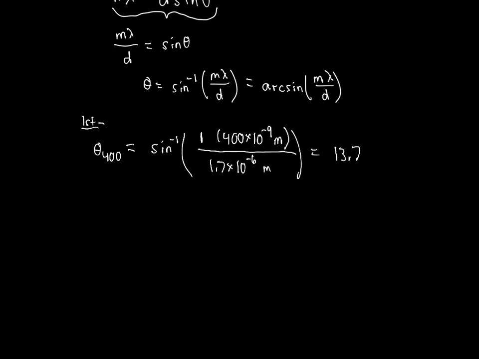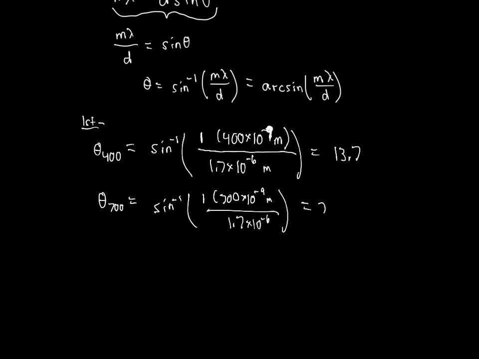Where's the 400 coming from again? The 400 is the wavelength. So they gave you a range of wavelengths. They said between 400 and 700. So we're plugging in the small wavelength first, and we plug all this into your calculator, you get 13.7 degrees. Do the same thing, theta 700, inverse sine, 1 times 700 times 10 to the negative 9 meters divided by 1.7 times 10 to the negative 6. And we get 24 degrees.